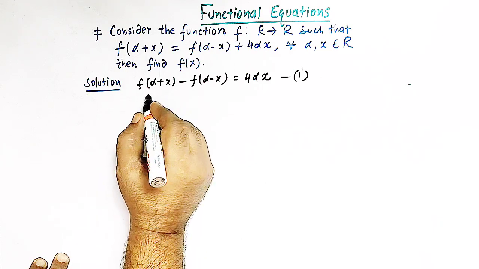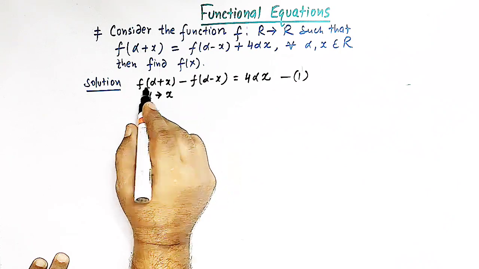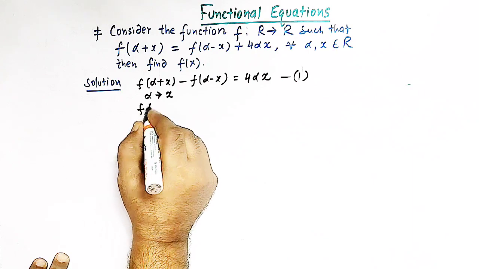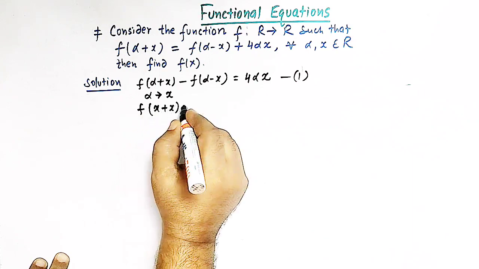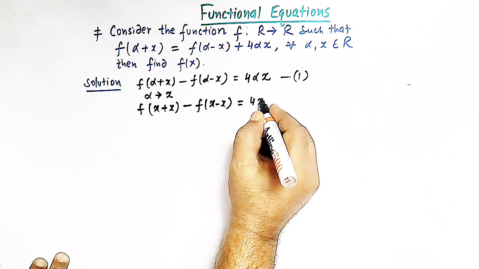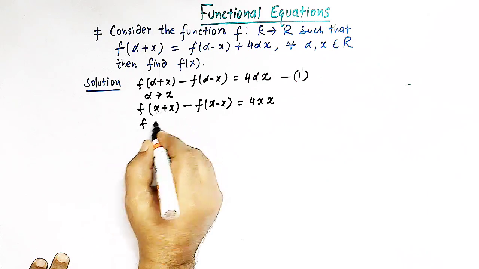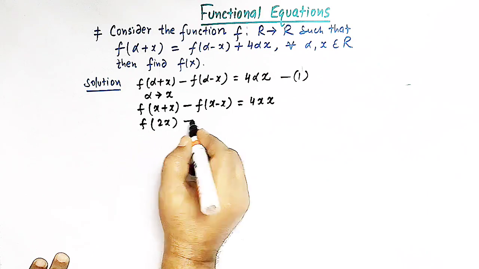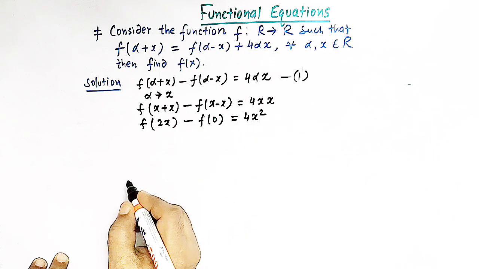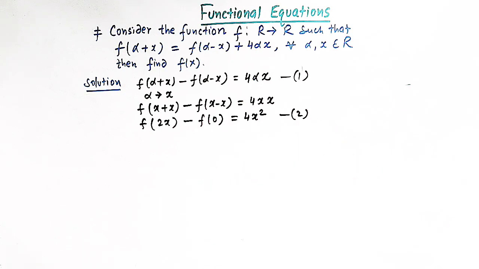Now here let us replace alpha by x. So let us see the changes in equation 1 when we replace alpha by x. We have f of x plus x, then f of x minus x, and 4 times x and x. So replacing alpha by x, we get f of 2x minus f of 0 is equal to 4x square. Let us call this equation number 2.